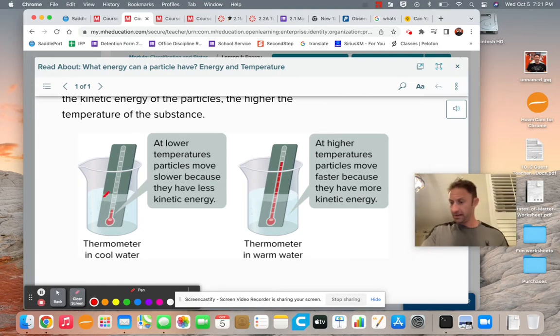So with your pen or your pencil, go ahead and write the word lower over here. Let's see how well I do this. I'm sure there's a text feature that I'm just not smart enough to get. And over here, this one has a higher kinetic energy. We can tell it has that higher kinetic energy because of where the mercury is in the beakers. All righty.